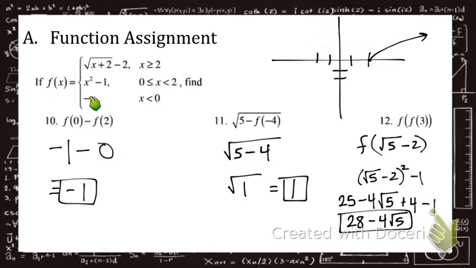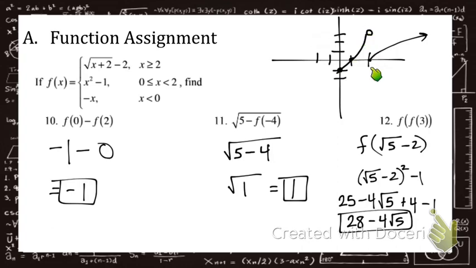Then the middle piece of it is x squared minus 1. That's a quadratic function that's been shifted down 1 unit, and that's only between 0 and 2. So if I shift a quadratic function down 1 unit, this side of it would look like this. So it would look something like that. So it's only half the parabola from 0 to 2.